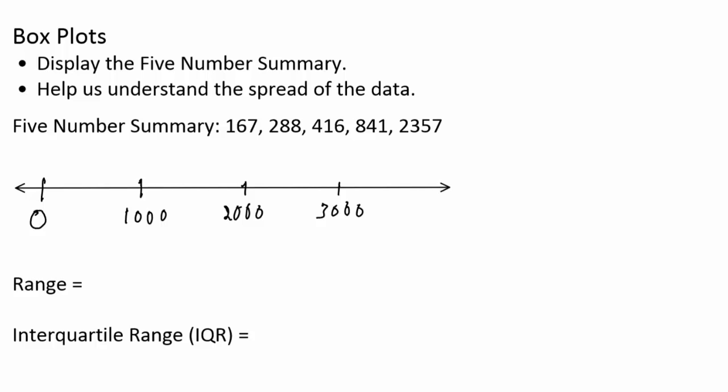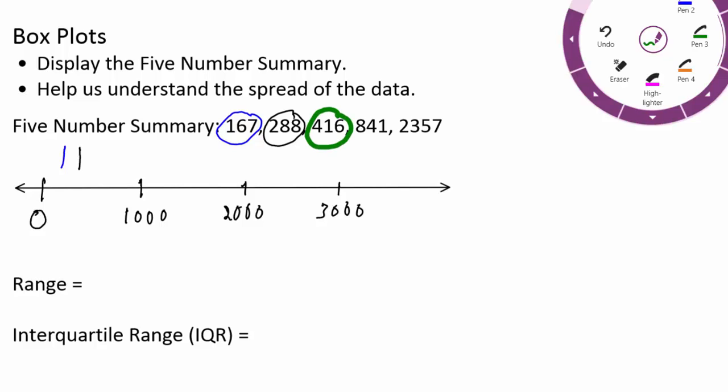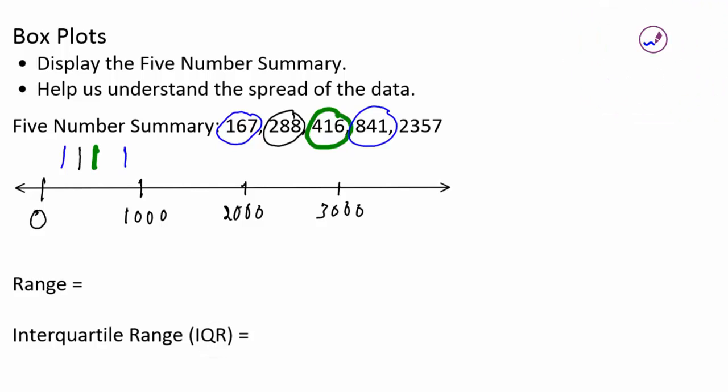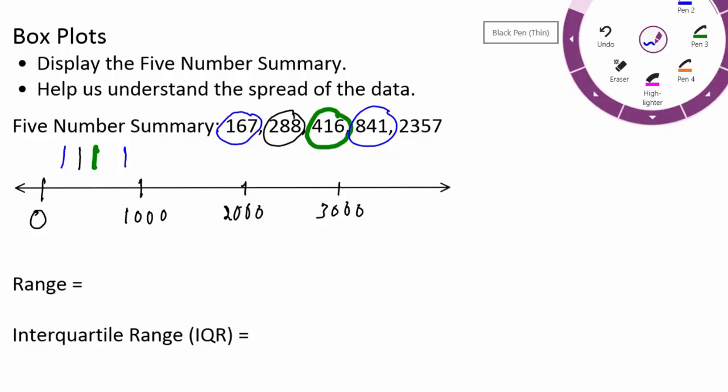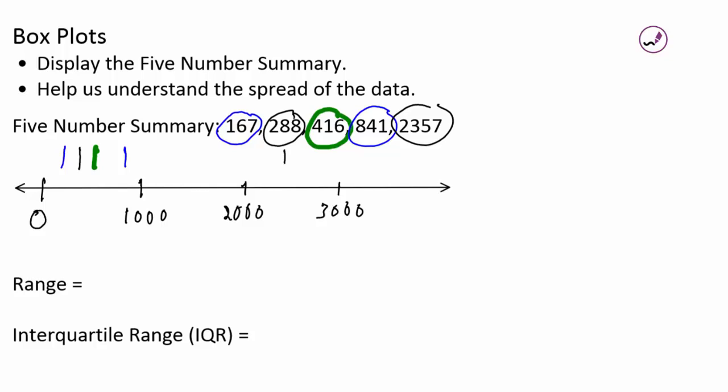So what we're going to do is use the 5-number summary from the previous example to make a box plot. I'll start with 167, make a little mark above the number line for that. Then I'll put a mark for 288, then a mark for 416, 841, and finally 2,357.